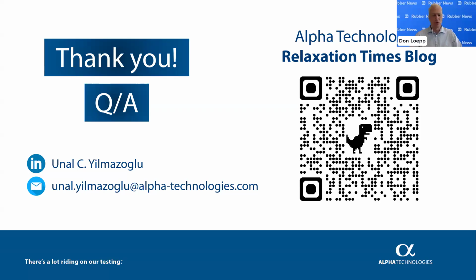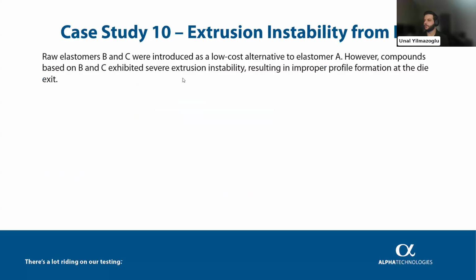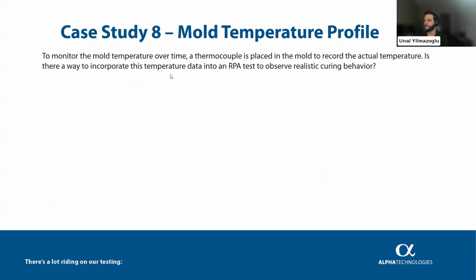Okay, good. Next question. Have you ever seen a case where Mooney viscosity and RPA data told conflicting stories, and how did you resolve it? Oh, this is actually the second case study, I believe, or let me go back and show it to you really quick.